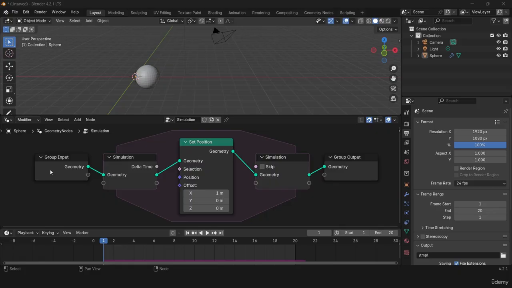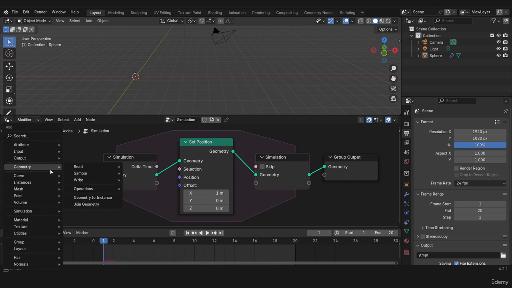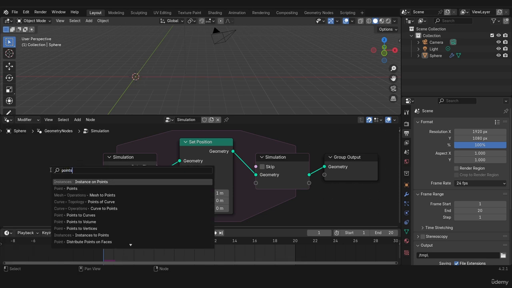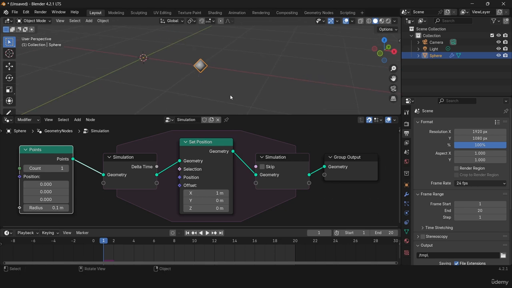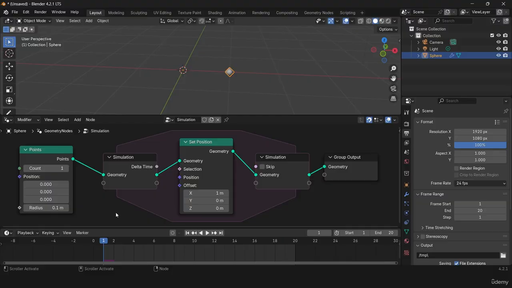Before I explain how to do that, I want to change the simulation a little bit. I'm going to delete the group input and instead I'm going to add a point node. It is important to mention that a point in Blender is just a data container that we can later replace with other objects. That's why we're using it, because it offers a huge flexibility later. And I'm going to change the simulation to become a falling point simulation by moving the point 5 meters in the air, so that would be my starting position.